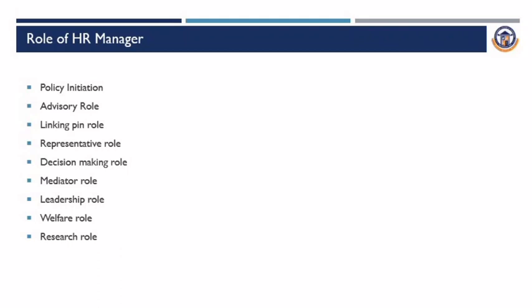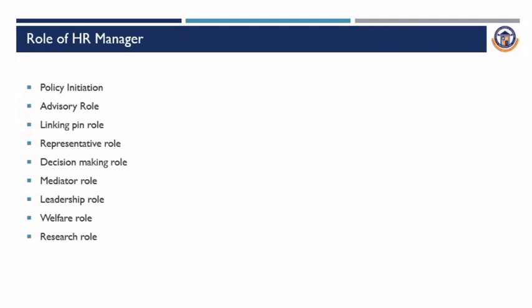Okay. Next is the advisory role. The HR manager has to play the role of advisor. The next is the linking pin role. In the linking pin role, the HR manager acts as a liaison between the higher level management people and the employees. He acts as a pin between the employees and the higher management.